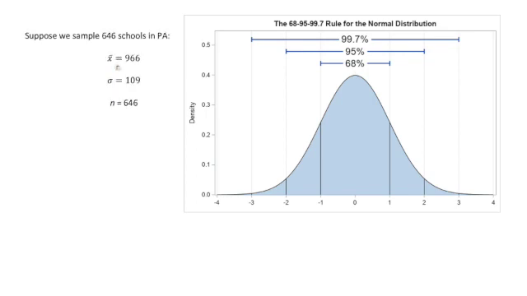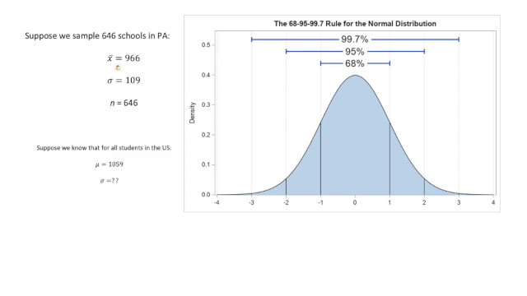Okay, so let's take a look at an example. Suppose we sample 646 school districts in Pennsylvania that gave the SAT, and the average SAT score for those school districts was 966 with a standard deviation of 109. In this case, we would have x bar equal to 966 and sigma equal to 109 with n equal to 646. Let's further suppose that we know that for all students that took the SATs in the United States, the mean score was 1059.